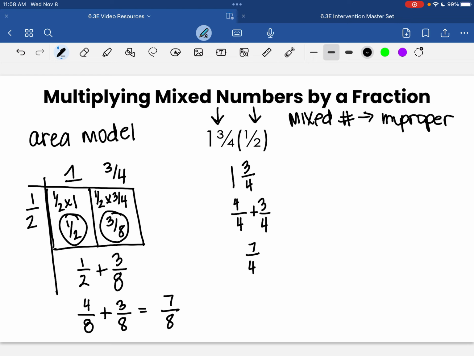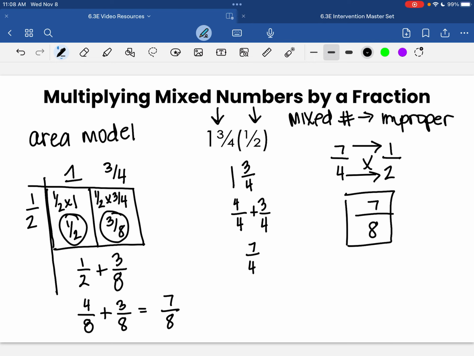So I can rewrite this multiplication problem as 7/4 times 1/2. And again, fraction times a fraction, I'm just multiplying straight across. So my numerator times my numerator gives me 7. And my denominator times my denominator gives me 8. So here I go with the same answer.